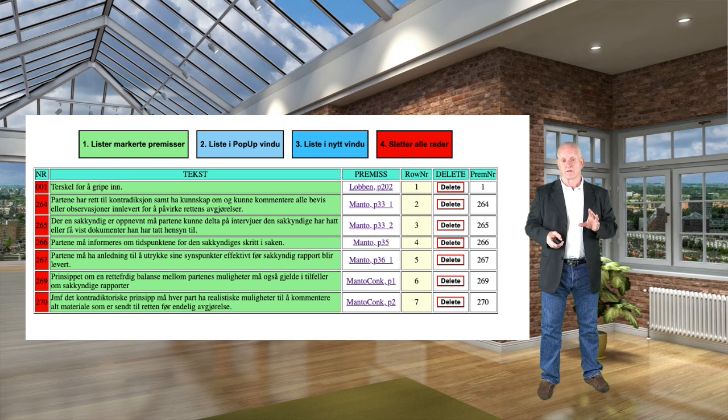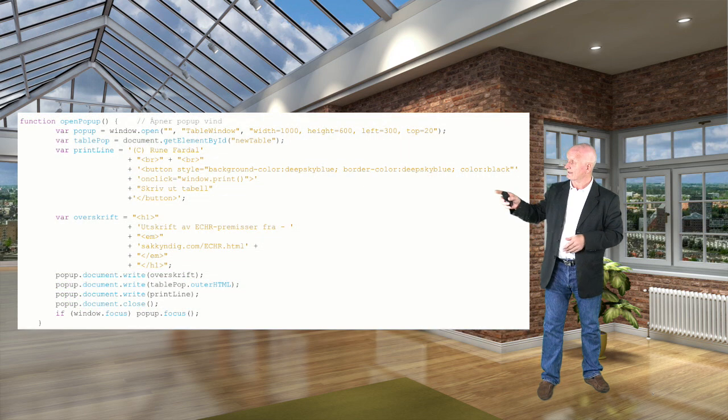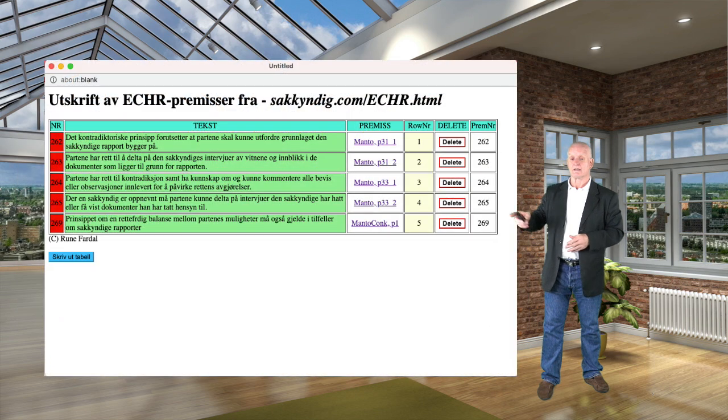The two blue buttons write the same table in a pop-up window or a new window or tab in the browser. The pop-up function looks like this. First the variables are defined and then the new table is written in the new pop-up window. The result typically looks like this. The headline says printout of ECHR premise from sachindi.com/echr.html. Under the new table is a blue button that prints the page or saves it as a PDF file.